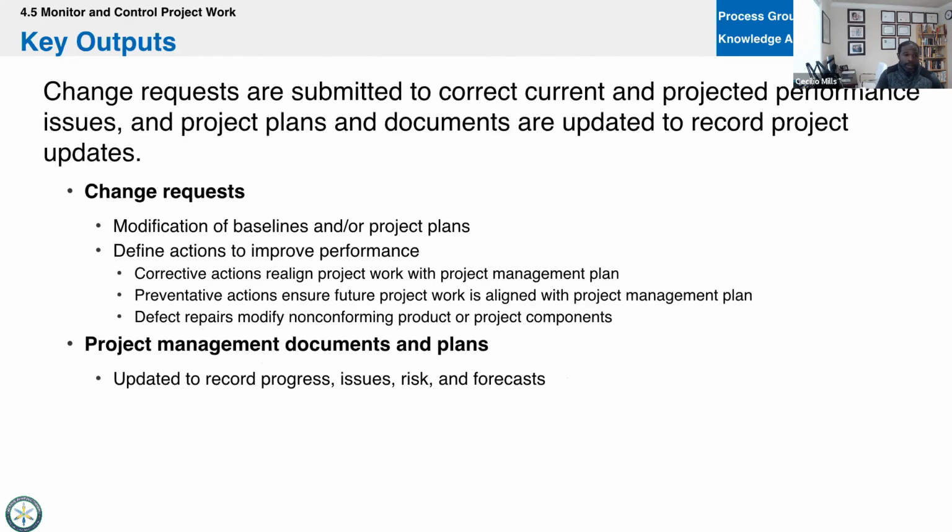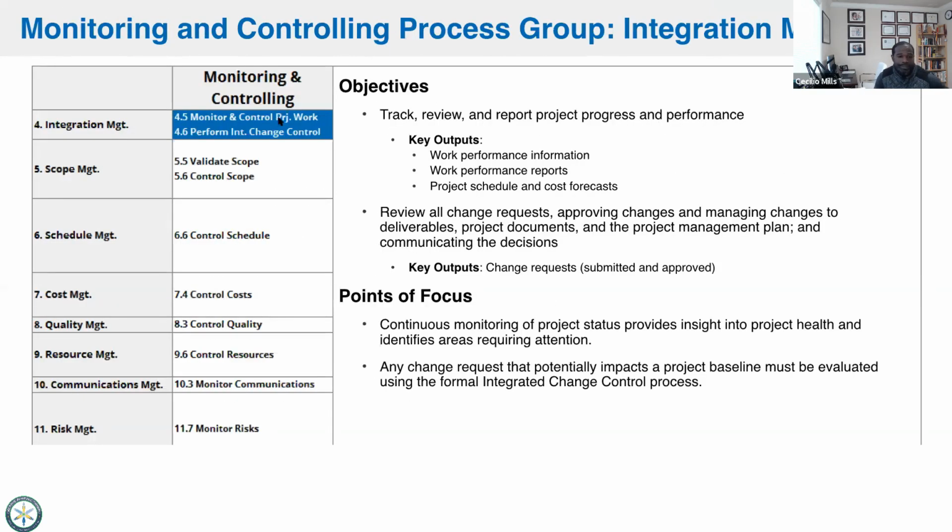So let me go back a couple slides. I'm going to go back to this slide here. Okay. With the exception of monitor and control project work, the one we're looking at now, from 4.6, perform integrated change control, all the way to monitor stakeholder engagement, all of those processes take work performance data. That was the output of direct and manage project work. They take work performance data as an input, and it gives you work performance information as an output. Okay, all of these processes, data in, information out, data in, information out.